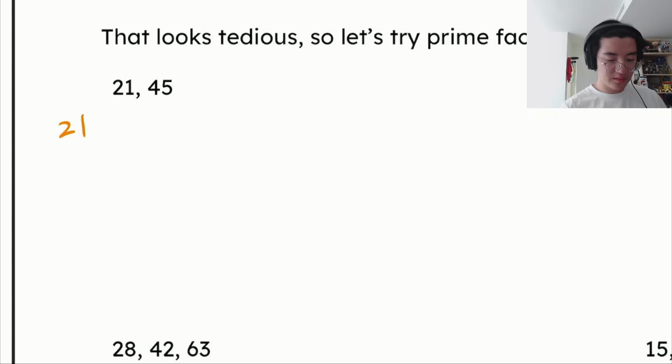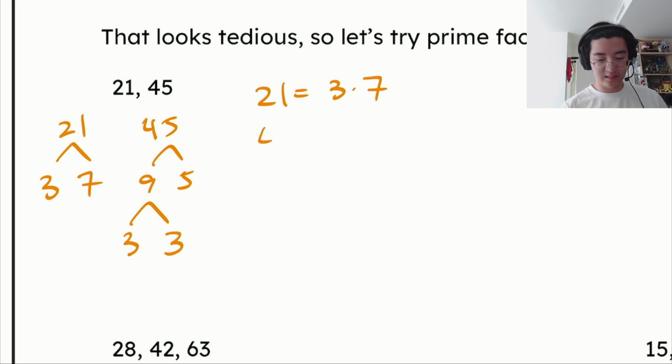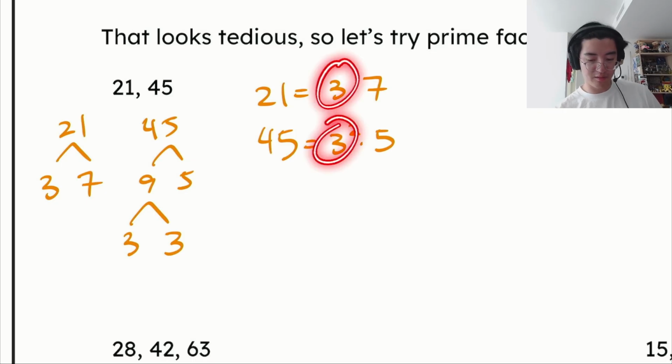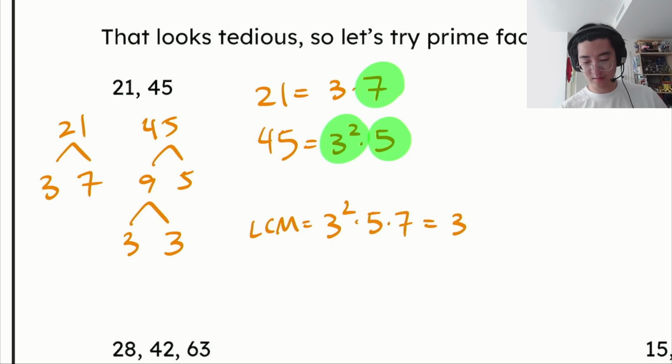So here's a smaller example. 21 is 3 times 7, and 45 is 9 times 5, which is 3 squared times 5. So we take the biggest power. Between 3 and 3 squared, of course 3 squared is higher, so we take that one. 7 and 5 are both to the power 1, so we have to take those. So 3 squared, which is 9, times 5 times 7. 315, right? Look how fast that was.